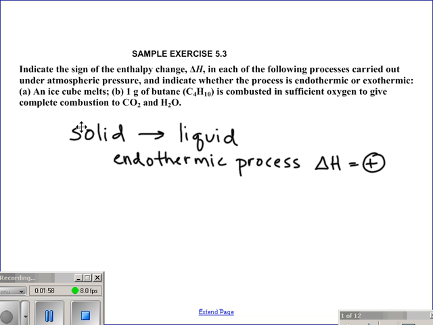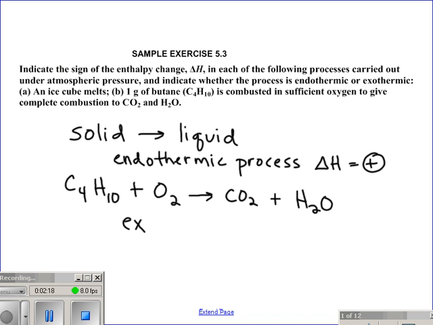Letter B, if we are combusting 1 gram of butane in sufficient oxygen. So combustion reactions, this isn't going to be balanced, but just a little rundown. C4H10 plus oxygen yields CO2 and water. This process is exothermic because a lot of heat is released, and a lot of light and heat. Anytime you're combusting or burning something, that's an exothermic process.